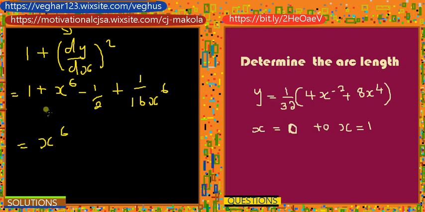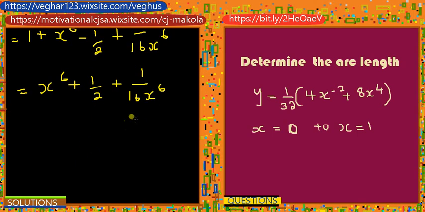x raised to 6, and 1 minus this one is like a half. Cutting a loaf, you cut a half, that means you subtract the half from a loaf, you will have a half. So you have plus 1 over 2, and then plus 1 over 16x to the 6. Now we are at this stage, we need to simplify this one, and take the common factor here.